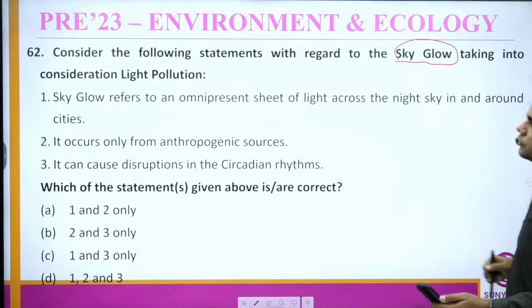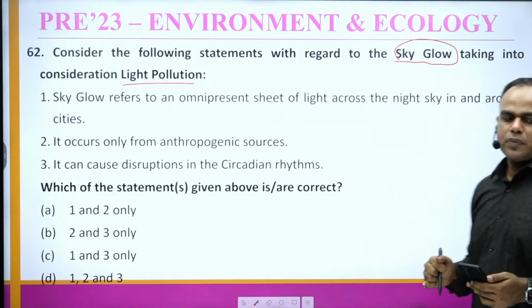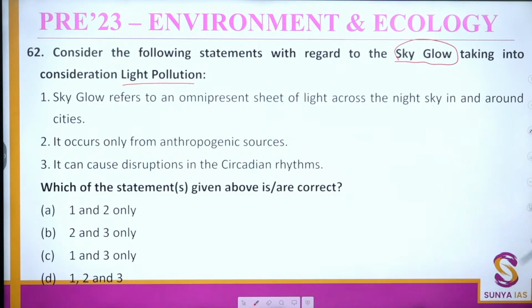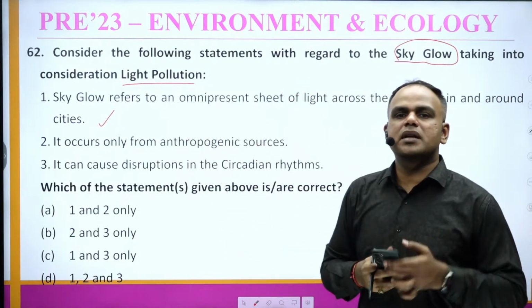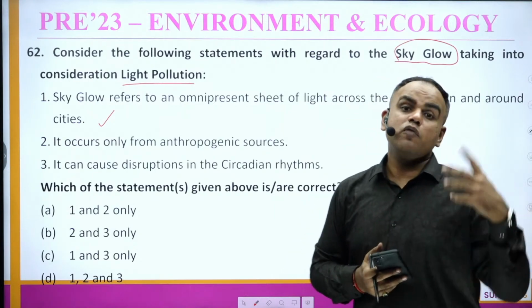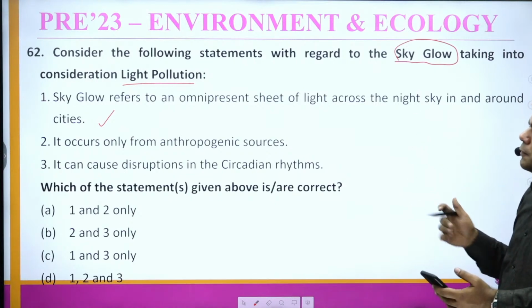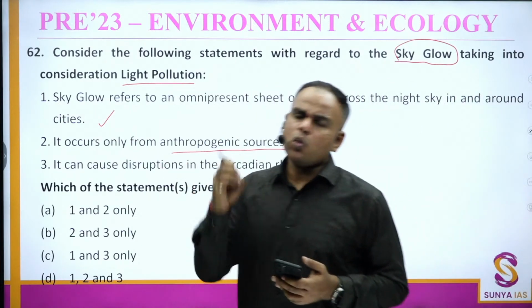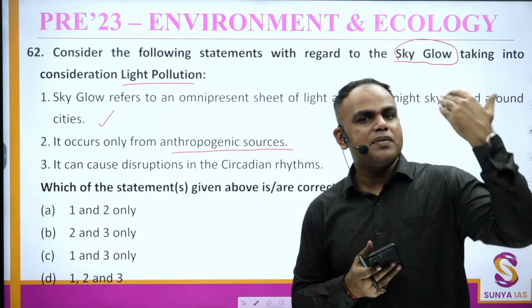Sky glow. Okay, this is again related to light pollution. So what is sky glow? Sky glow refers to an omnipresent sheet of light across the night sky in and around the cities. Okay, so that's the first part. That is true. And see, light pollution is also an important topic when we discuss the movement of birds and the movement of migratory species. Okay, so this is true. Now, second statement, it occurs only from anthropogenic sources. Anthropogenic means man-made sources. No, it can also happen from natural sources. There are natural sources because of which a lot of light is reflected.